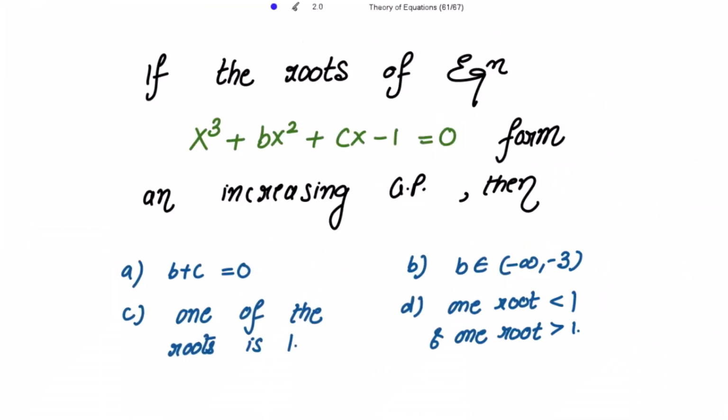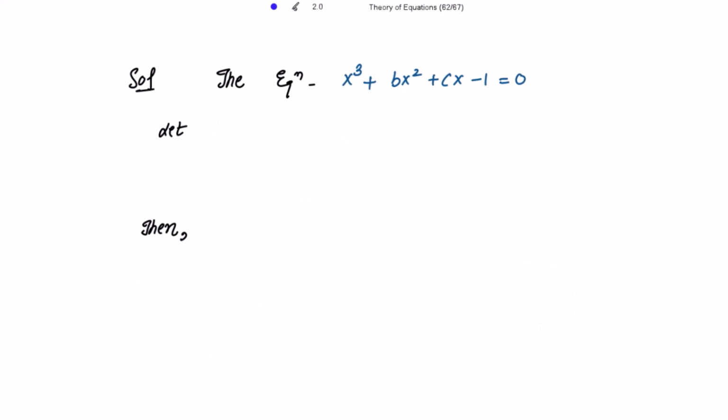Roots of the equation x³ + bx² + cx - 1 = 0 form an increasing GP, that is, a geometric progression. Then we need to check which of the following options is correct. So this is your cubic equation, right? Okay. Let's consider the roots of this equation first.